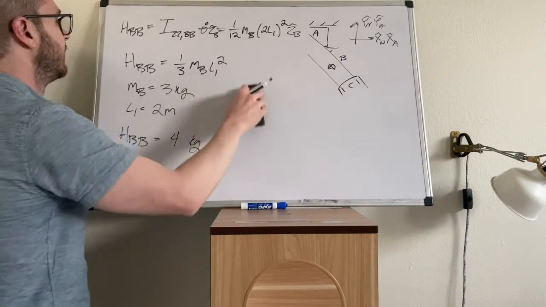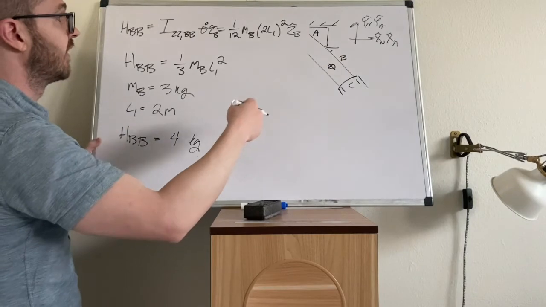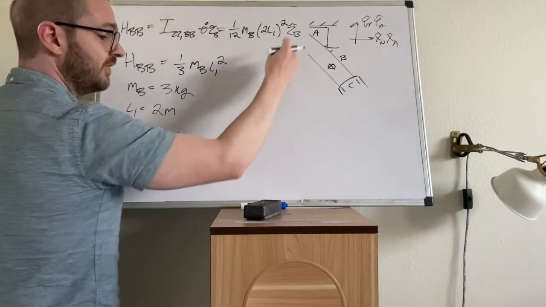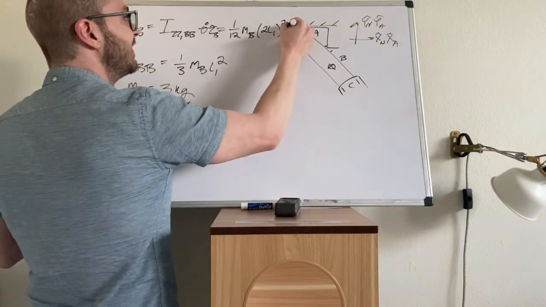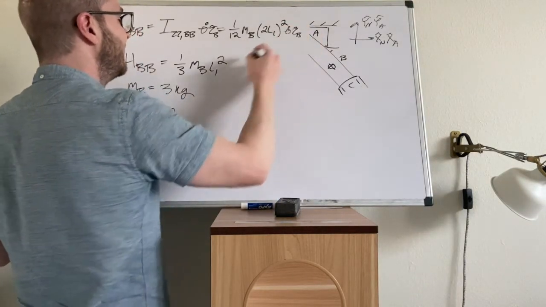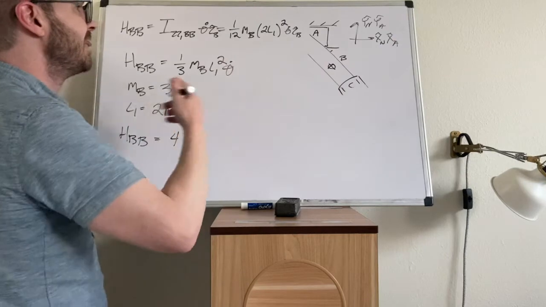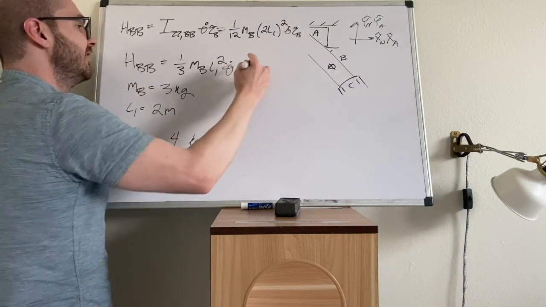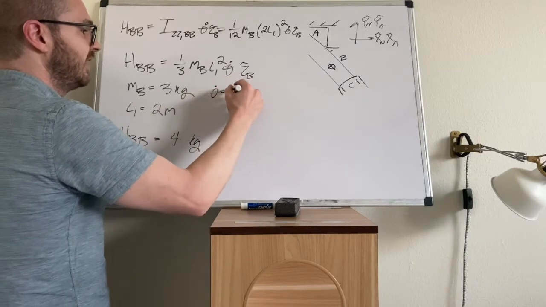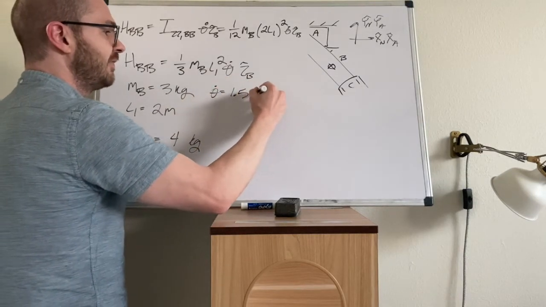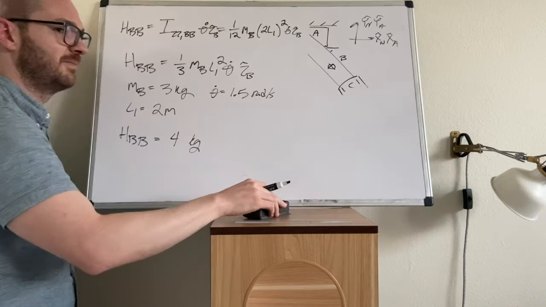Oh, sorry. Somewhere in there I left out, man, I left it out up here as well. This is why you got to stick around to the end of the video, guys. Times theta dot. Okay, theta dot, there we go. ZB. And let's say that theta dot is 1.5 radians per second.